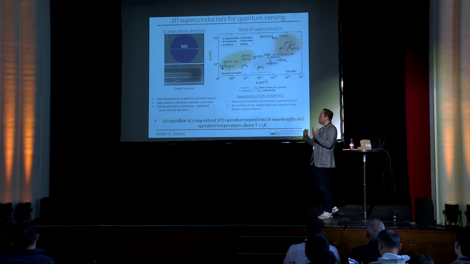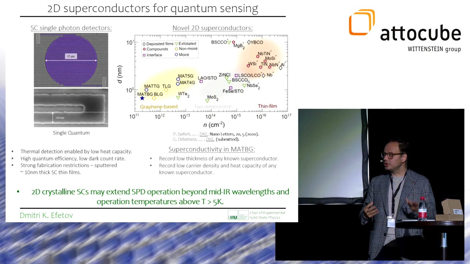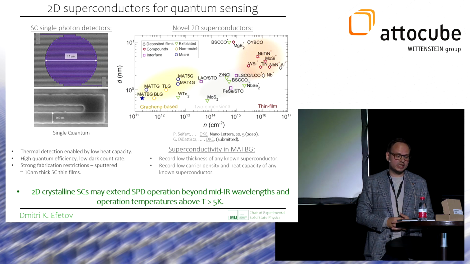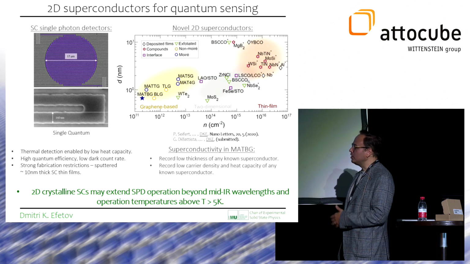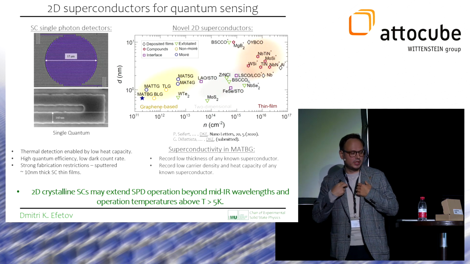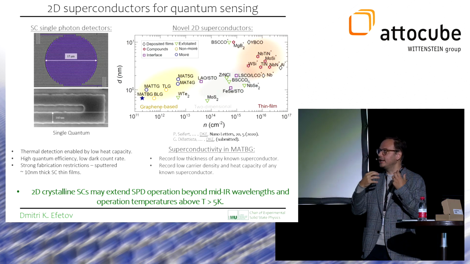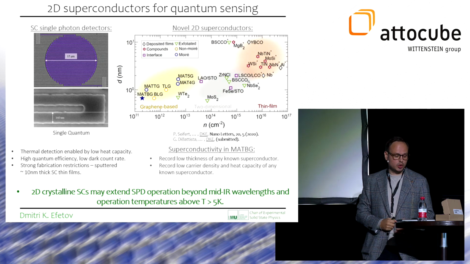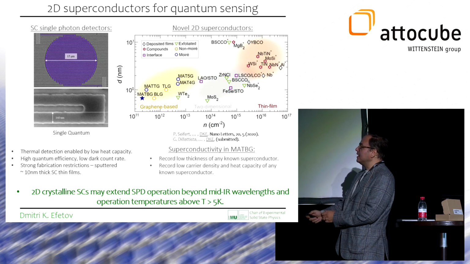However, one limitation for these superconducting detectors is always the wavelength at which they can operate. Usually they operate at visible and near IR wavelengths, but at longer wavelengths they stop working. One of the reasons is that the heat capacity of the superconducting thin film is not low enough to really get a click out of these low energy single photons.